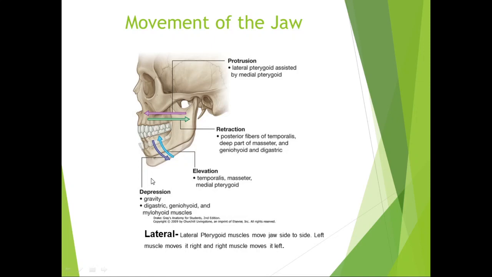If we're going to let the lower jaw open, that's our depression, one, we're going to use gravity. It's going to fall down from its spot in the fossa up in here. But we're also going to use the digastric, the geniohyoid, and the mylohyoid muscles. Up here it talks about the lateral pterygoid. Sometimes, and it doesn't show it in this diagram, we have lateral movement. So the lower jaw is moving side to side. When we have that side to side movement, we're using those lateral pterygoid muscles.